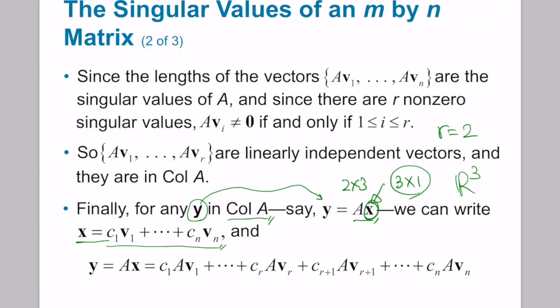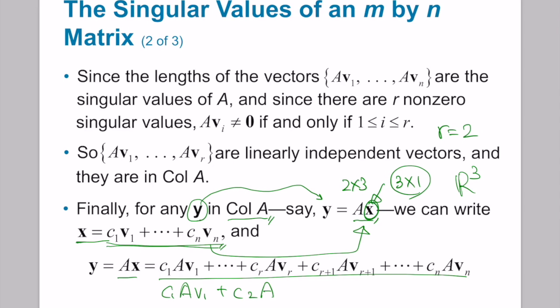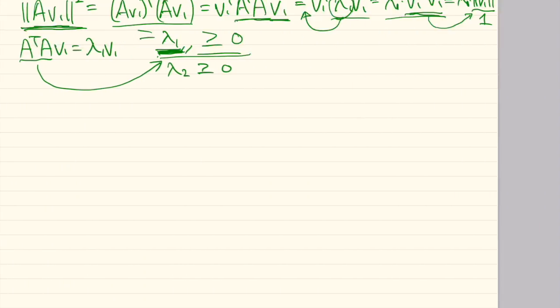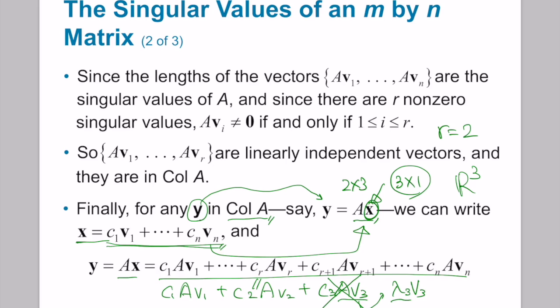And then let's plug this representation into A times x, and it is represented in this form. So in the 3 by 3 case, c1 A v1 and c2 A v2, which correspond to r, and then we have one additional remaining vector, c3 A v3. For this one, we can change it into lambda 3 v3, but what's the value of lambda 3? It is 0 by our assumption that r is equal to 2. So this term is actually gone.